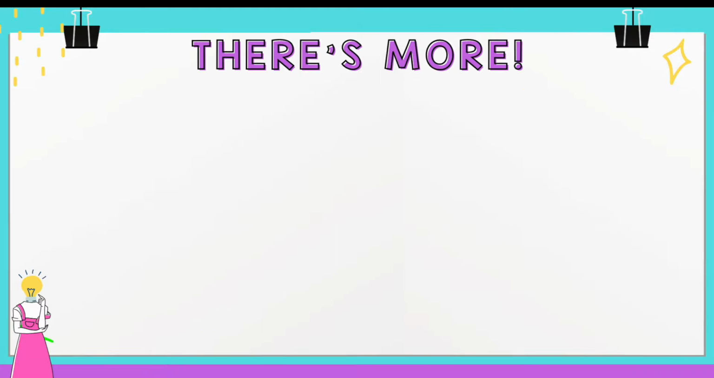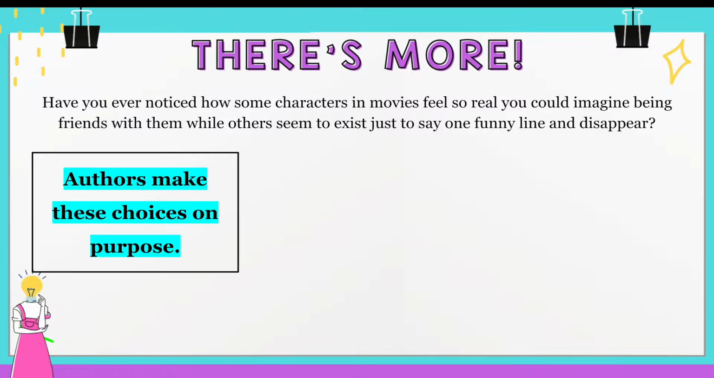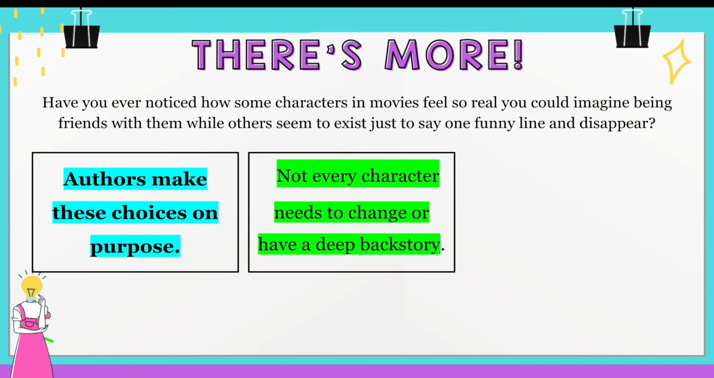Don't worry, there's more. So we're going to factor this out, if you want to bring a little math into it. The protagonist and antagonist can be broken down into different types of characters. Sometimes we have characters in movies that feel really real, that you can imagine being friends with, while others seem to exist just to say a funny line and disappear, like those little sidekicks. So authors make these choices on purpose. Every character that they include in their story has a reason for being there. And not every character needs to change or have a backstory. If they did, the book would be really long, complicated, maybe a little bit tedious to get through.